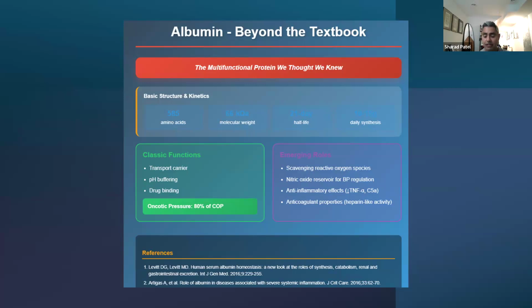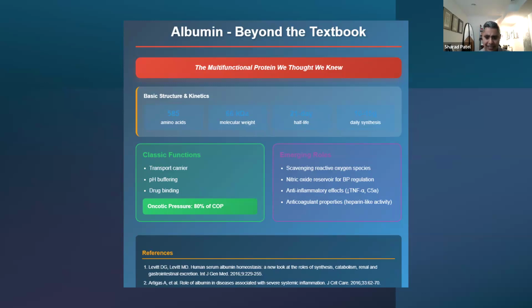It's a large molecule. The usual half-life is about 21 days, and it's synthesized in the liver, which is the only synthesizer of albumin, about 10 to 15 grams a day. And there's some thinking that the synthesis actually increases. Why do we get low levels? Which we'll talk about a little bit. And then it also has anticoagulant properties as well.